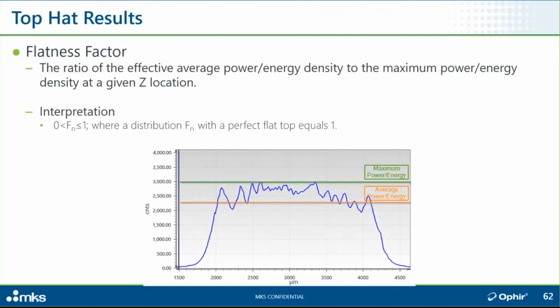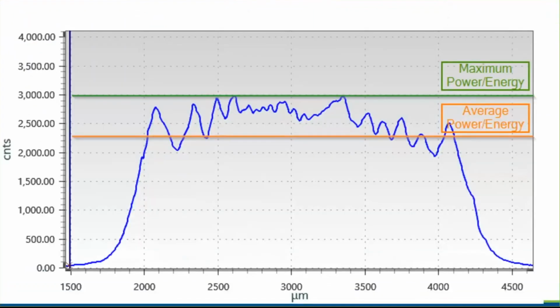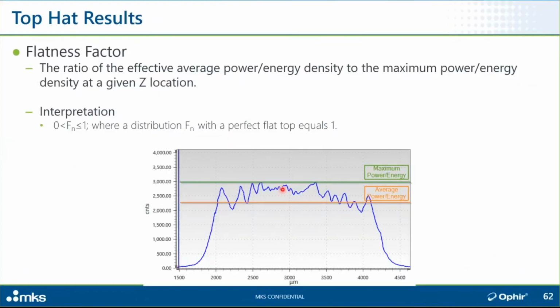First, we have flatness factor. Flatness factor is defined by ISO as the ratio of the effective average power density to the maximum power density at a given Z location. It's just simply you find the average power density of the entire distribution, and that's your lower point, your peak power density, and calculate the ratio between those. It's going to be a value between 0 and 1, where a distribution with a perfect flat top, perfect straight sides, perfectly flat top equals 1.